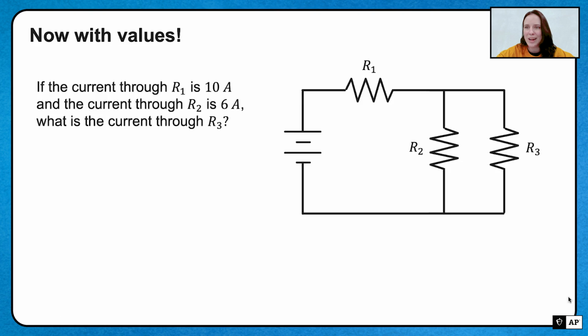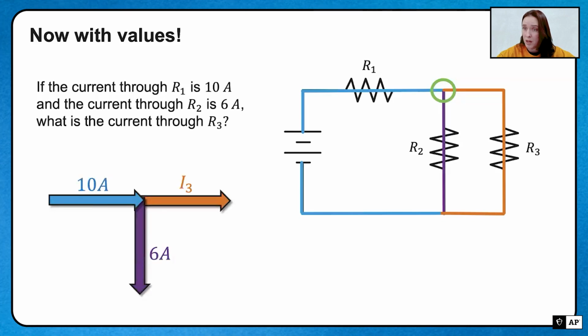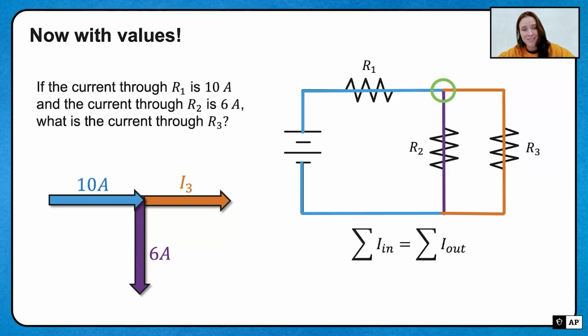All right, that's great. Let's put some numbers to it. So we have the current going through R1 is 10 amps, and the current through R2 is 6 amps. What's the current through R3? Well, going back to that same situation, I have this junction where I have 10 amps coming in. 6 of them go down through resistor number 2. So how many have to go through resistor number 3? Well, current in is 10. Current out is 6 plus whatever I3 is. So that means I3 has to be 4 amps.